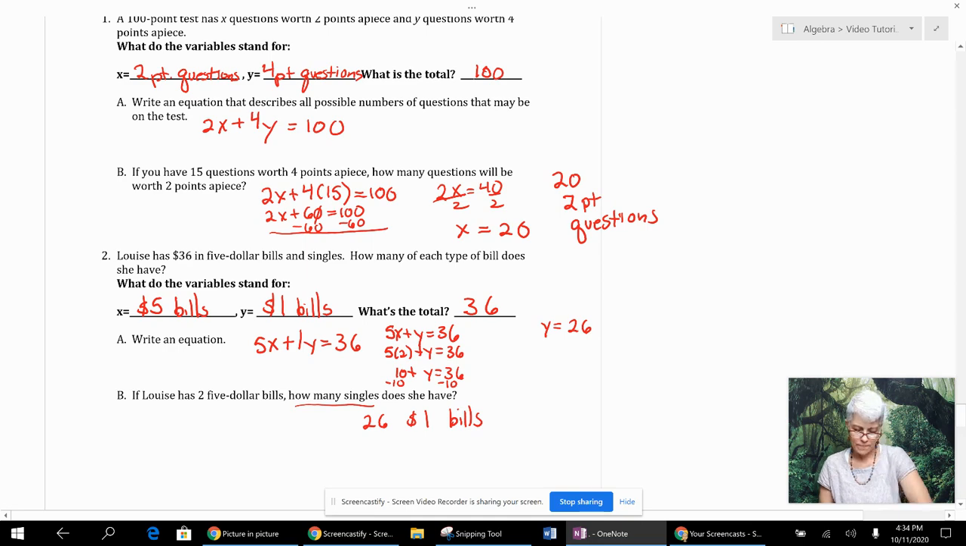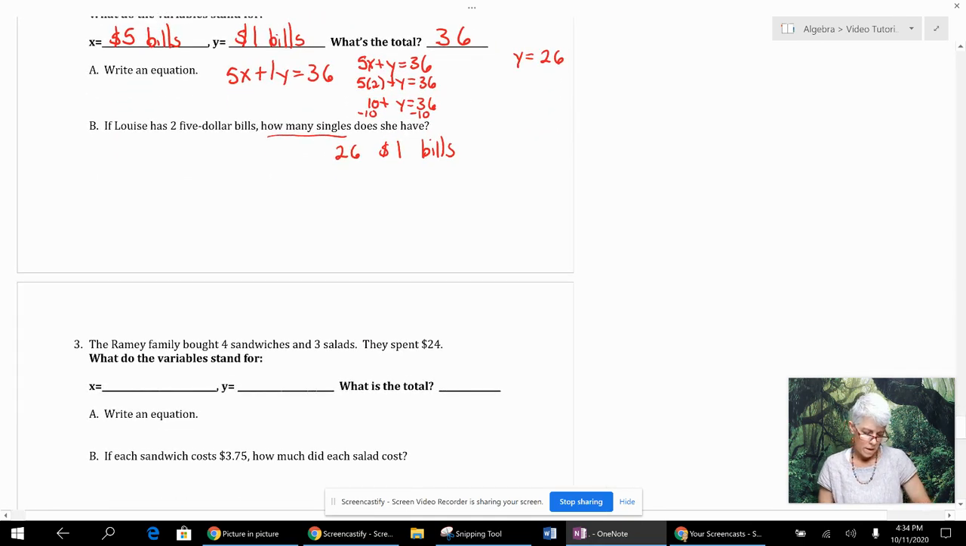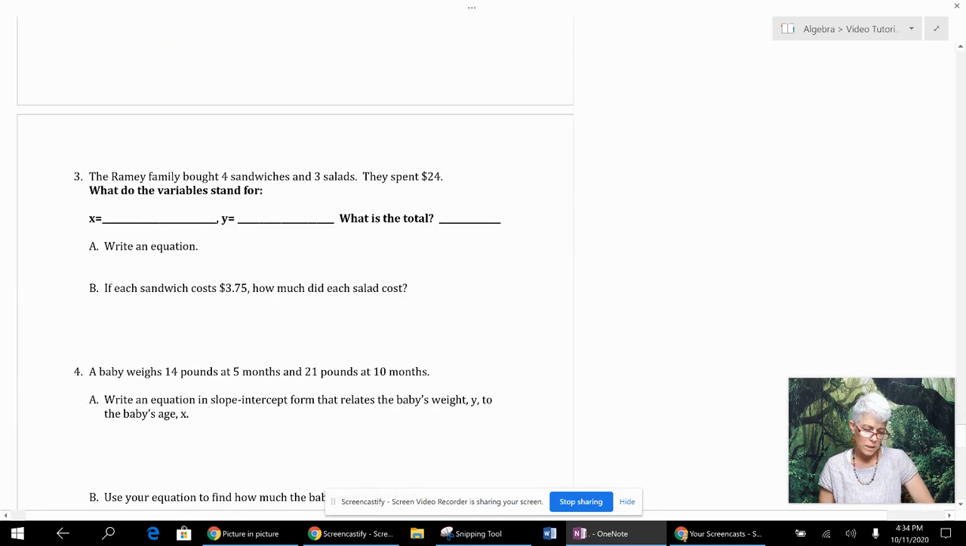Easy squeezy. Let's keep going. Here's another one. We have 4 sandwiches and 3 salads. They spent a total of 24. Let's just go ahead and call these sandwiches, x, and we will call the other one salads, y. They told us how many I have of each. So that's 4x plus 3y equals 24.